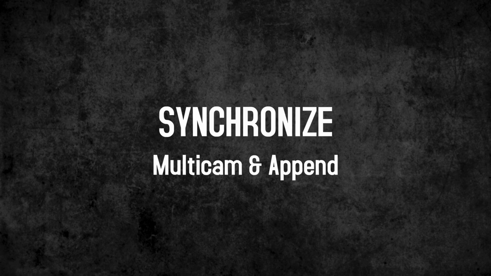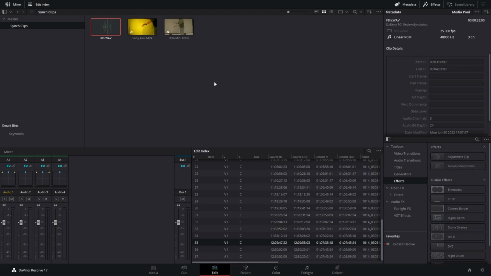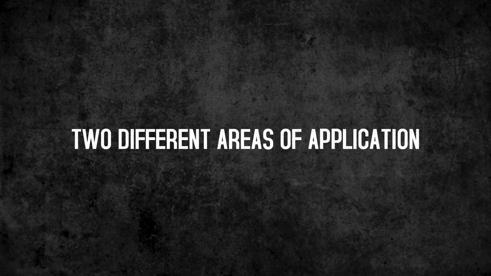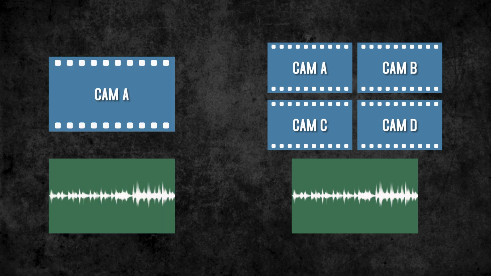Resolve offers the possibility to synchronize image and sound material in different ways, both manually and automatically using audio or timecode. In the following video, I'll show you the advantages and disadvantages of the different methods and how they work. First, we have to make a fundamental distinction between a scene that was recorded with multiple cameras plus audio and a scene in which only one camera and external sound should be combined.